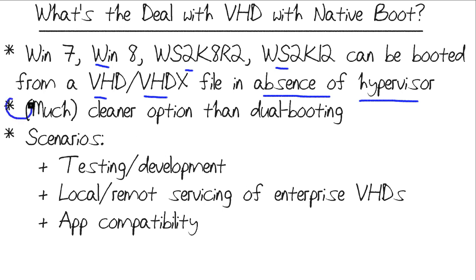Now to me, this is a much cleaner option than dual booting. I have bad memories indeed of installing multiple versions of Windows on the same physical computer. The way to do that traditionally is that you'd need to partition your drive and you'd install one version of Windows on one drive, another version of Windows on the other drive, and then you're concerned with marking partitions as active, all that kind of stuff. And fortunately, all that stuff goes away with the VHD scenario.